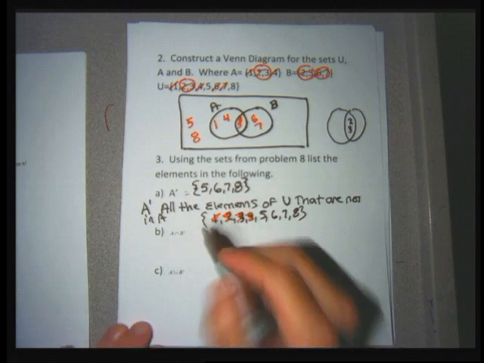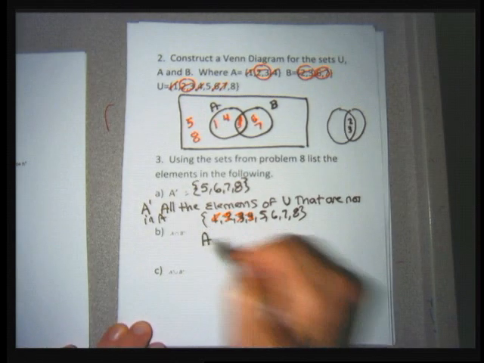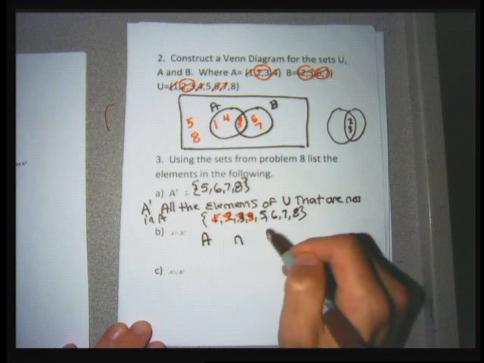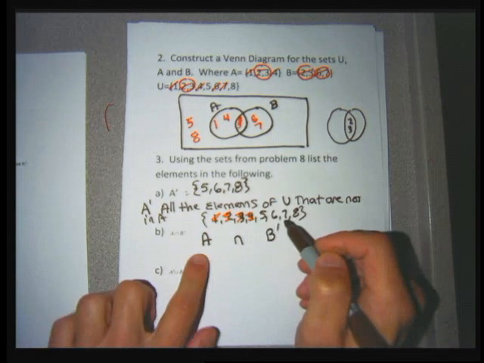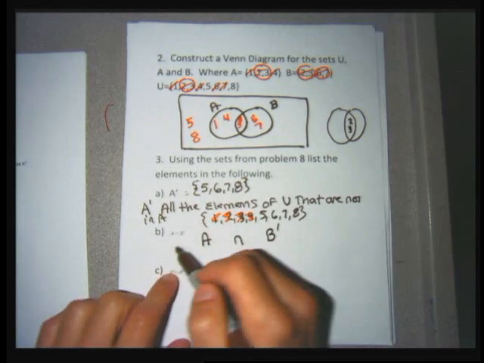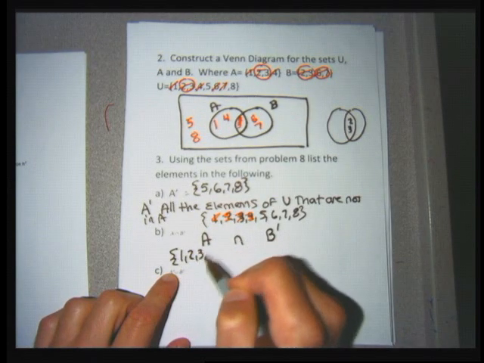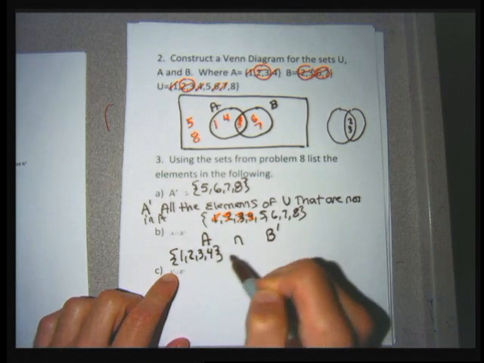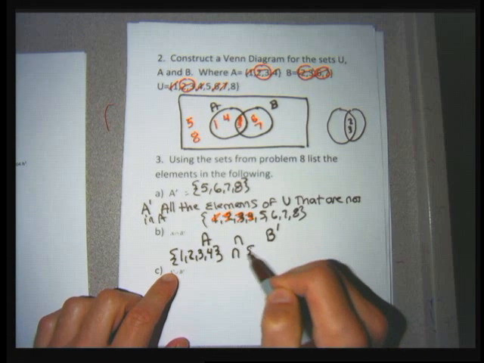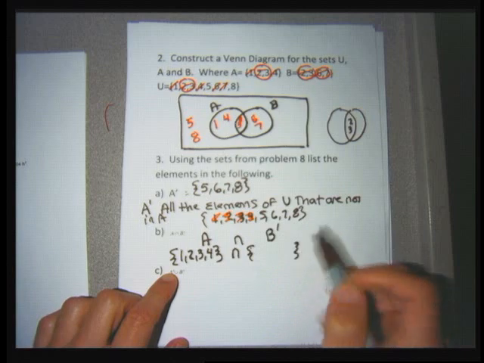Part B asks me to do A intersection B prime. I'm going to write down what set A is. I know set A is the set that contains 1, 2, 3, and 4. I'm going to bring down my intersection sign. In B prime, I don't know what that is yet.